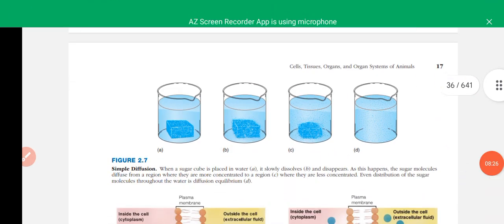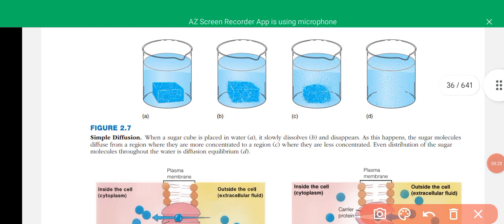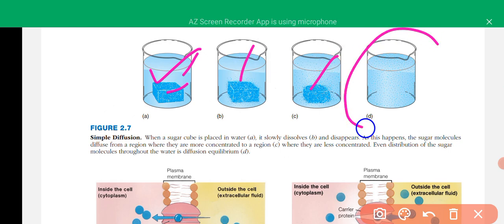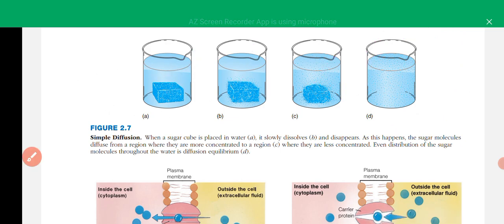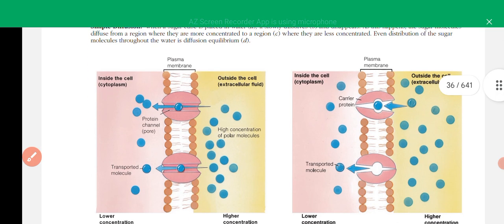We have discussed simple diffusion, where molecules move simply from higher concentration to lower concentration. Like this cube of sugar or salt in water, where the concentration of sugar is very low elsewhere, the molecules move randomly from higher to lower concentration until both concentrations become equal, and then it stops at equal concentration.